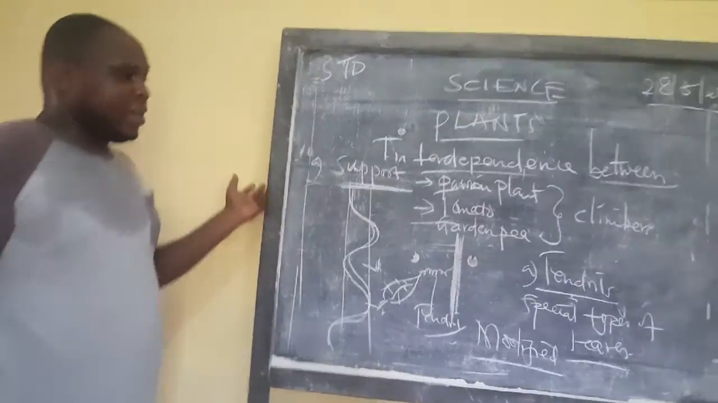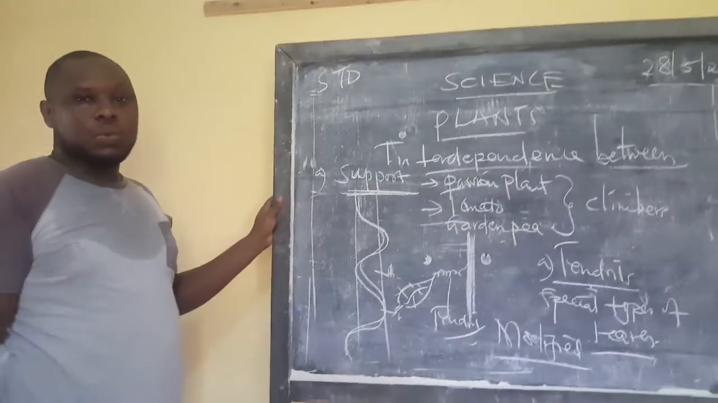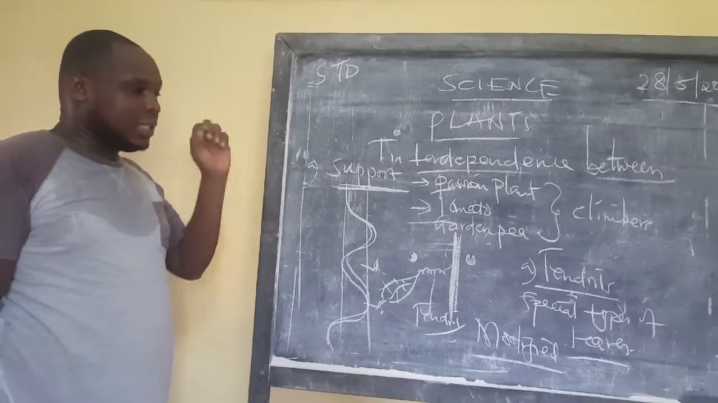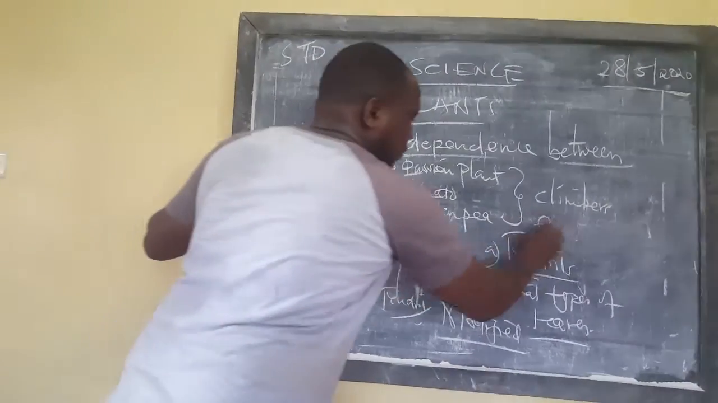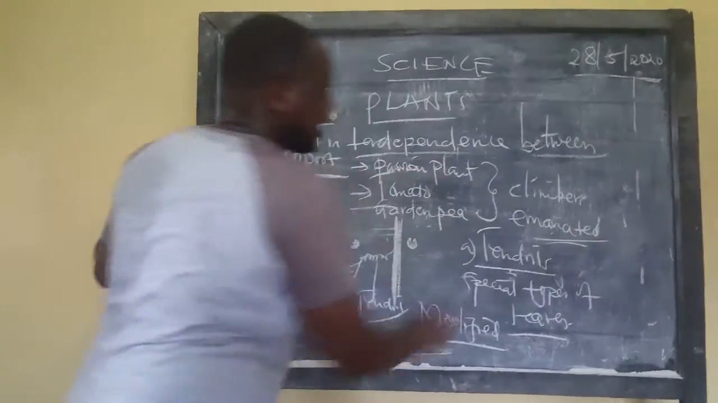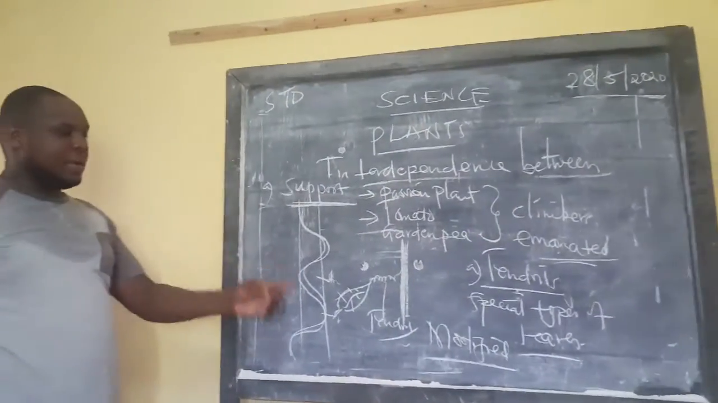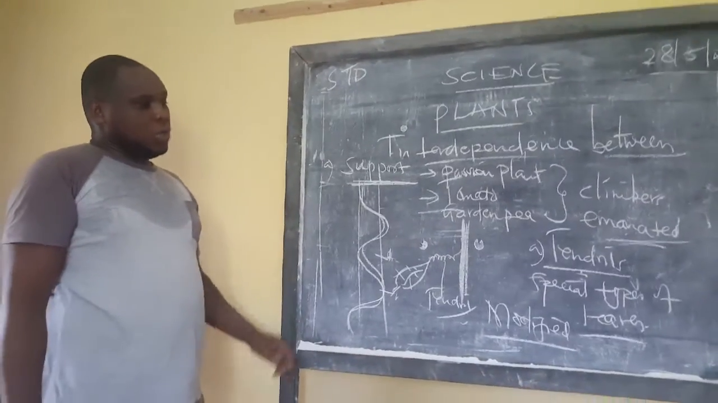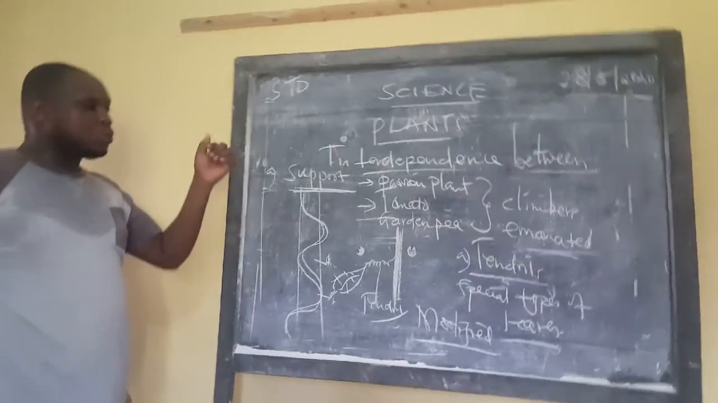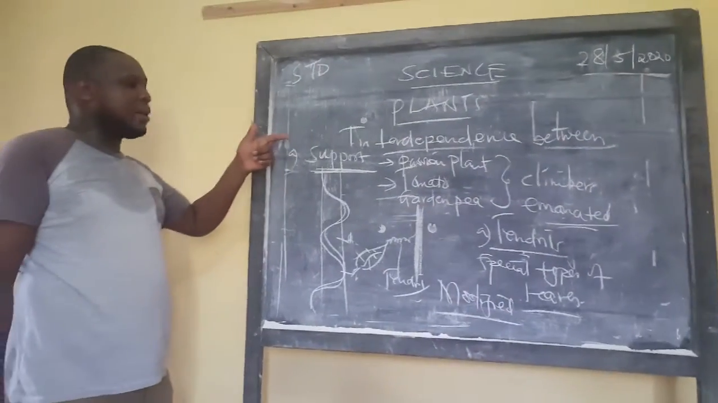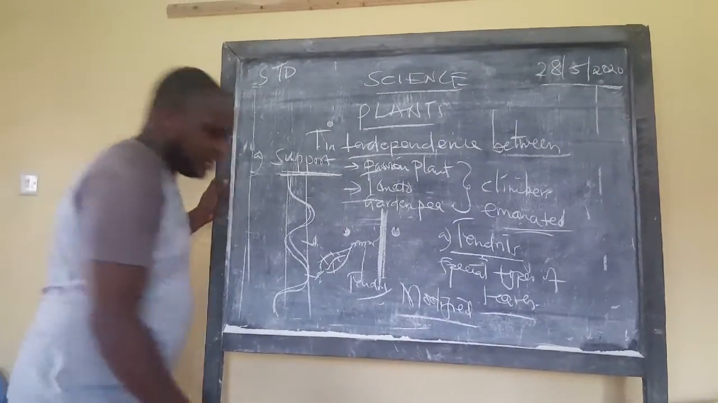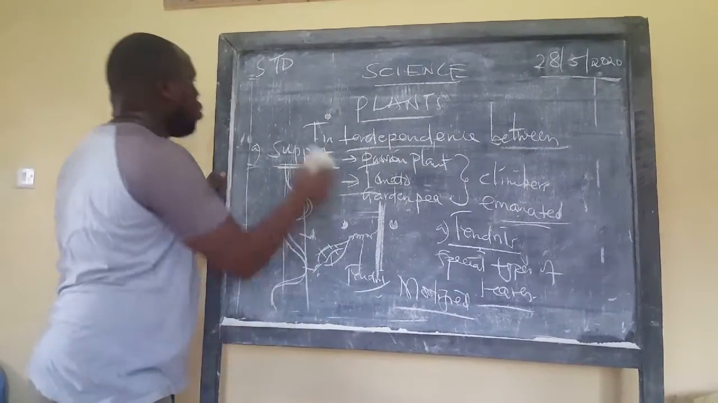So on many occasions in an exam you'll be asked, what is a tendril? So a tendril is a modified leaf. Or they'll just say it emanates. Emanates means it comes from. It emanates from a leaf. So we're talking about tendrils. That's one feature they use to be supported by other big plants. The other feature that they use is a hook.